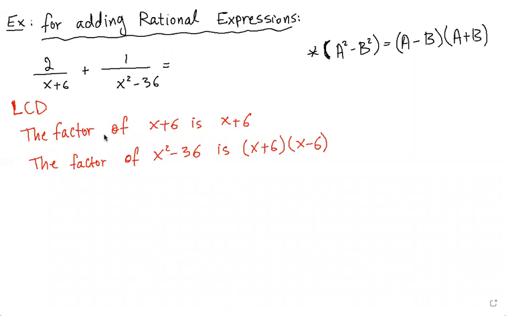Now we go back to the fractions and multiply whatever is missing in each denominator. First, we cancel whatever is similar. So x plus 6 cancels, leaving 1 here and x minus 6 here. For the first fraction, we multiply by whatever is left from the factoring of the second denominator. So x plus 6 is multiplied by x minus 6, and the 2 is multiplied by x minus 6. For the second fraction, what is left is 1, so we multiply by 1.